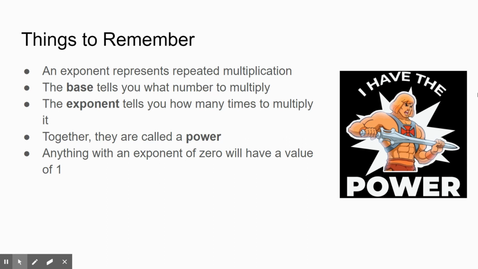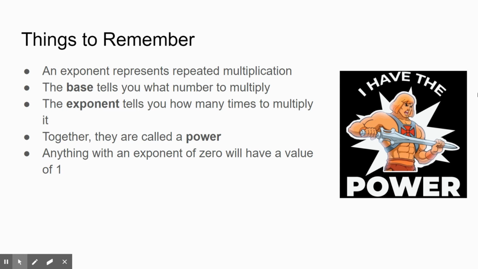Things to remember for this video. Remember that an exponent represents repeated multiplication. The base, which is the big number on the bottom, tells you what number you're actually multiplying. The exponent is the small number on top, which tells you how many times to multiply it. And together, the base and the exponent make a power.